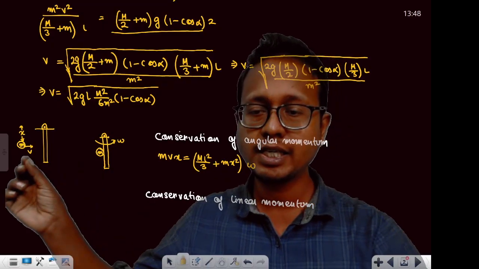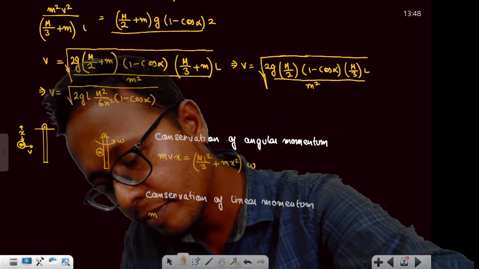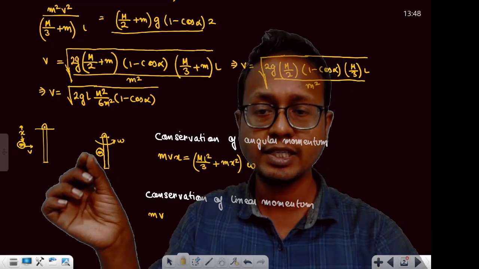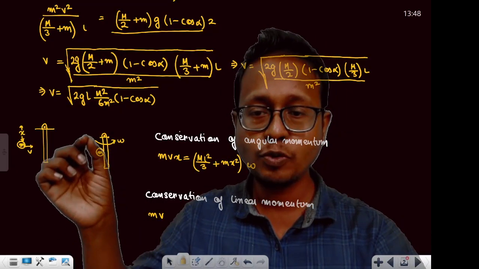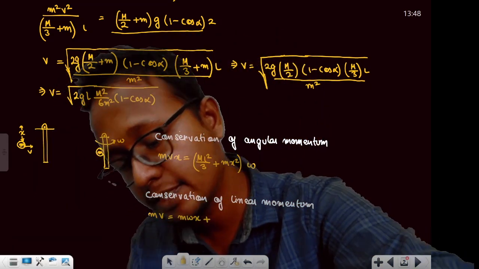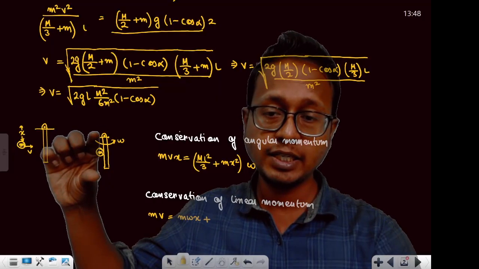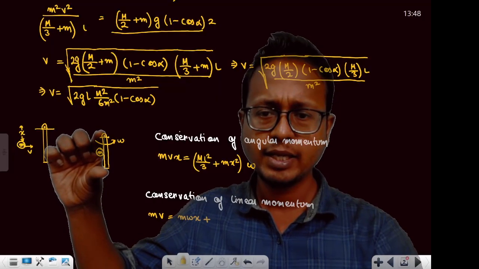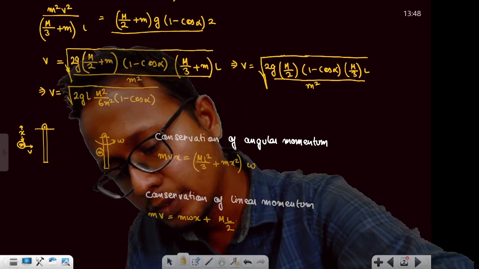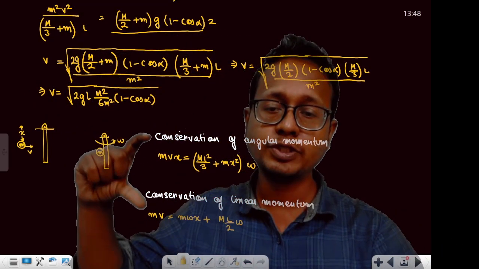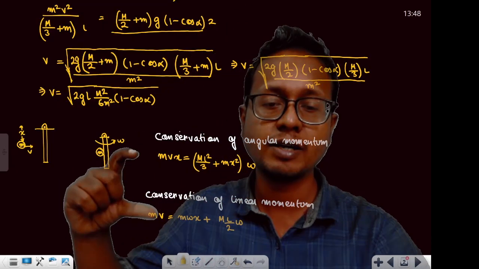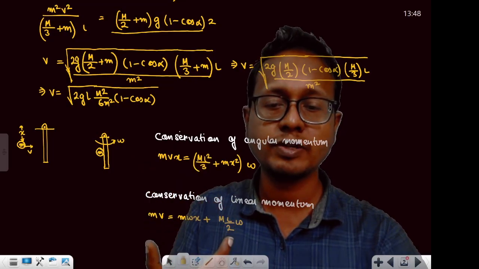Conservation of linear momentum. Initial linear momentum is equal to m into v. What is the final linear momentum? With what linear velocity is this mass moving? Small m into omega into x, isn't it? So m v is equal to m omega x plus, with what linear velocity is the center of mass of this rod moving? L by 2 into omega, multiplied by M. Understood? Now if I solve these two equations, I need to find out the value of x. What is the redundant variable here? Omega. So somehow I need to isolate omega.